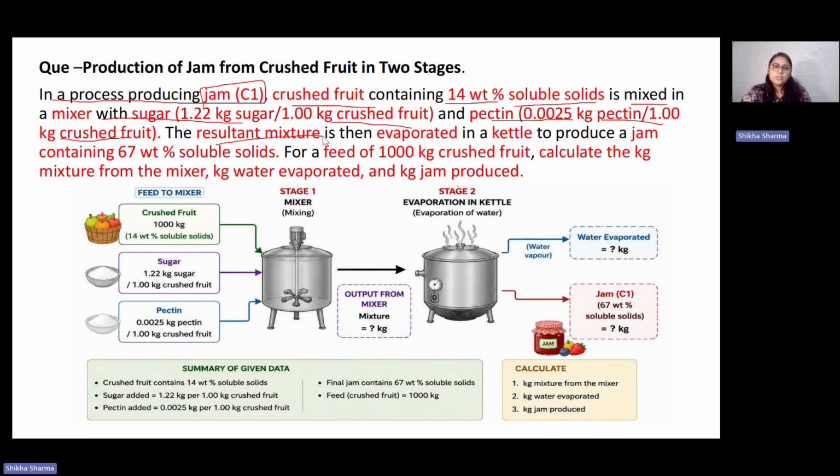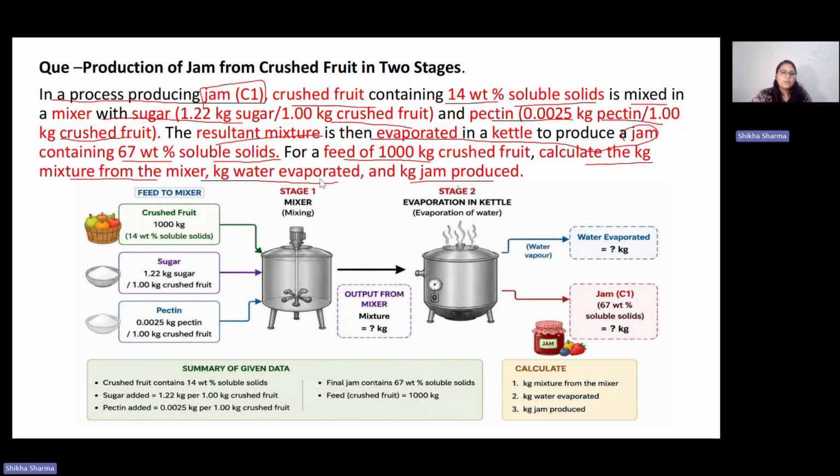The resultant mixture is then evaporated in a kettle to produce basically jam, which is having 67 weight percent soluble solids. So for a feed of 1000 kg crushed fruits, we need to calculate kg of the mixtures from the mixer and kg of the water evaporated and the kg of the juice which is produced.